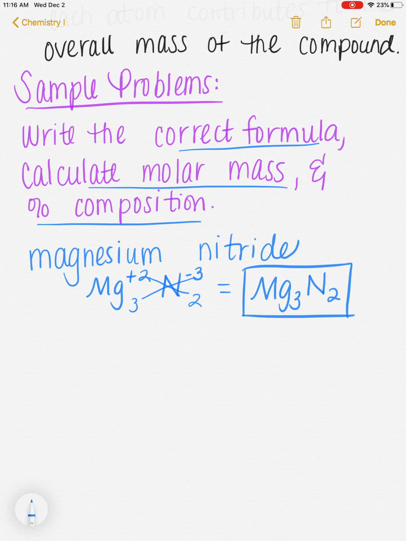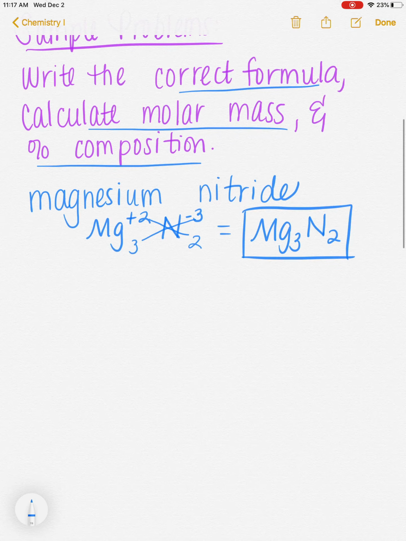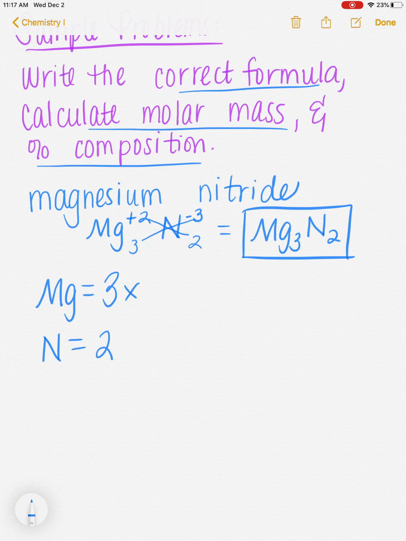Now, to determine the molar mass of magnesium nitride, this is what we must do. You must start by listing what elements you have. We have magnesium and nitrogen in this compound. Then we must list how many atoms of each element you have. If I look at the formula, there's a subscript of 3 next to Mg, so that means there are 3 magnesiums. Nitrogen has a subscript of 2, so there are 2 nitrogens. Next, we are going to need to look at the periodic table to figure out what the mass of each of those elements are.